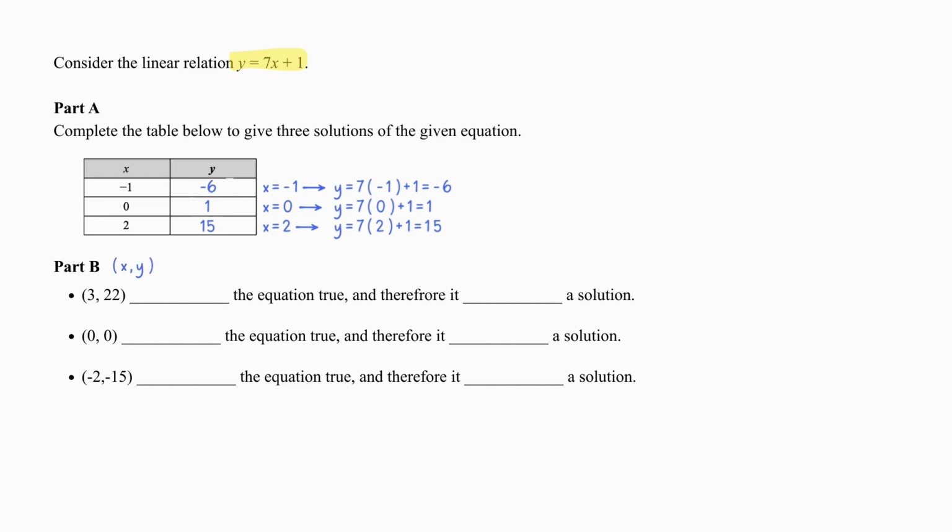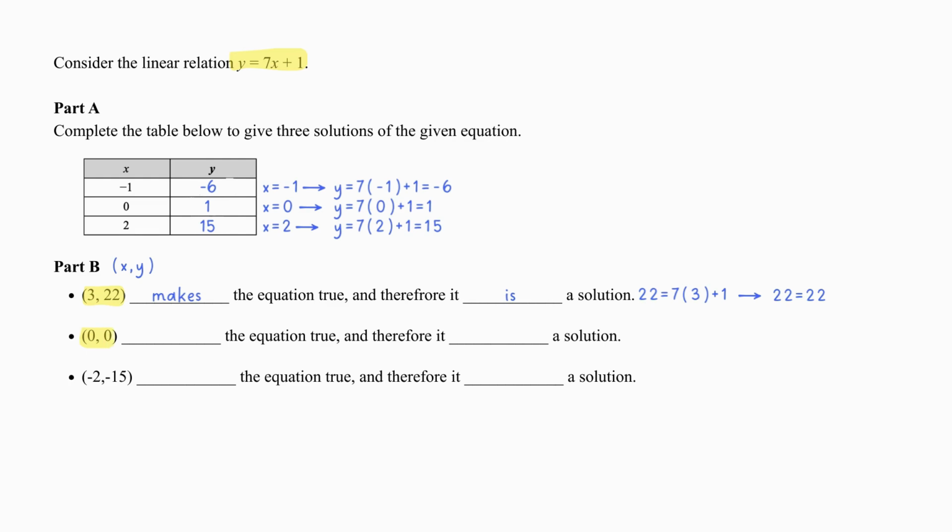Now we are given a pair x and y, and we have to see if the left side equals the right side. If yes, it's a solution. If no, it is not a solution. Test 3 and 22. Is 22 equal to 7 times 3 plus 1? Let's solve. 22 is equal to 22. This is true. So the coordinates 3 and 22 make the equation true, therefore it is a solution.